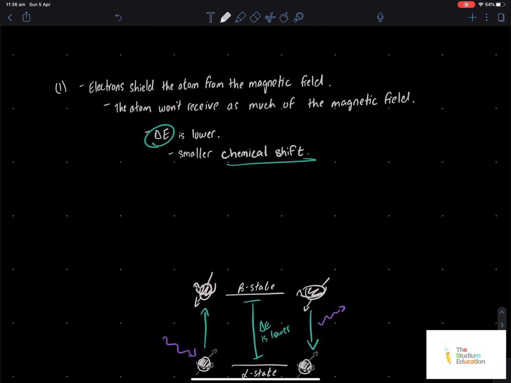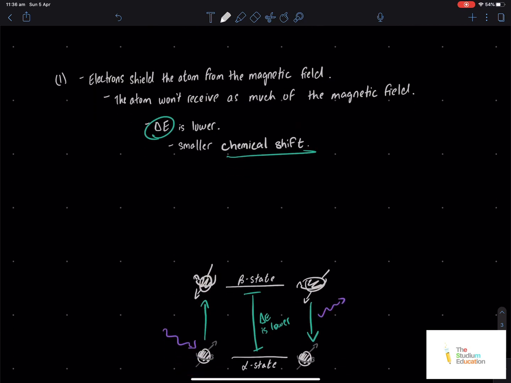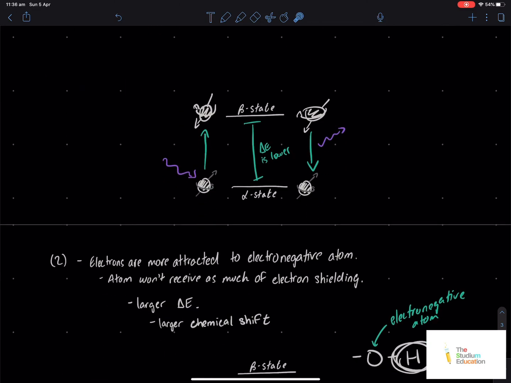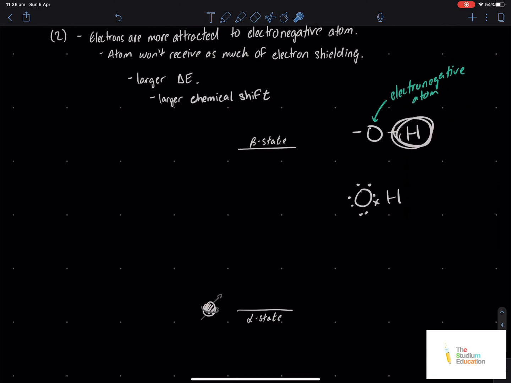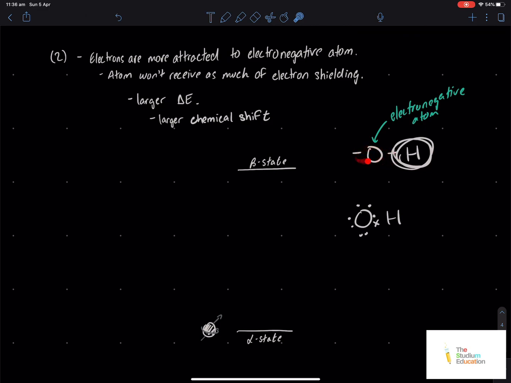We know here, right, in situation number one, the atoms are not next to electronegative atoms, which means that the atom itself will be shielded by the electrons surrounding it. However, for here, because of this electronegative atom, the electronegative atom will get these electrons more towards its side, which means the hydrogen won't receive shielding as much, leading it to be more exposed to the magnetic field, which results in a larger energy difference, a larger chemical shift.